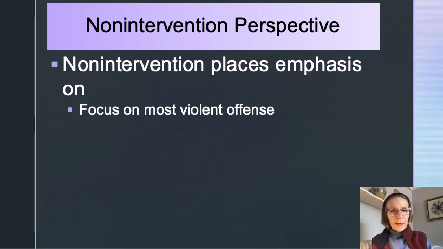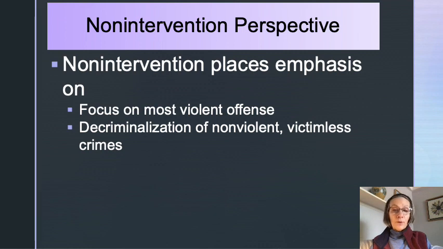You should keep in mind, the non-interventionist perspective is not like the anarchy perspective. It's not saying that there should be no laws and that there should be no law enforcement. What they're saying is that the criminal justice system should focus on those crimes that do the most harm to people, and for those kinds of crimes that don't do as much harm or very minimal harm to society, they should be decriminalized.